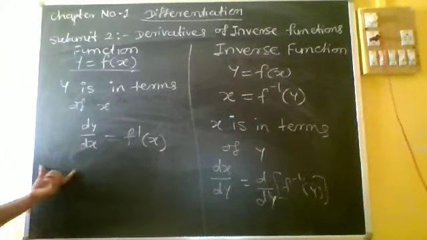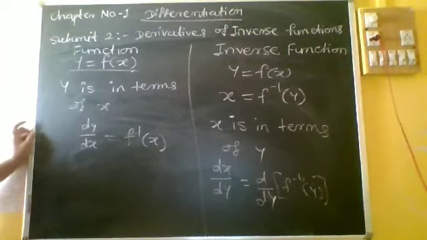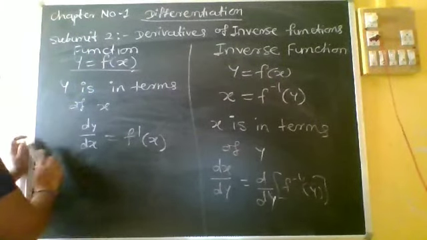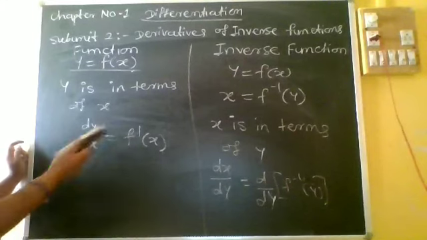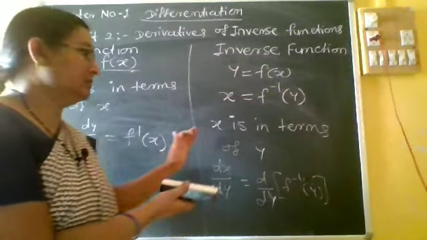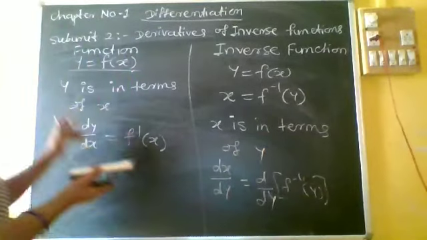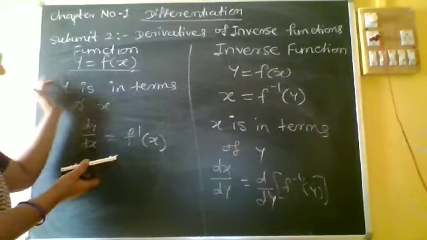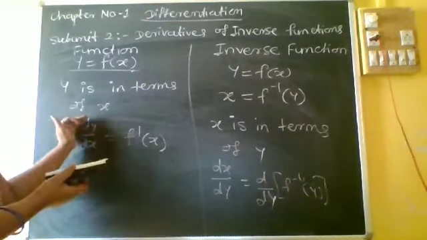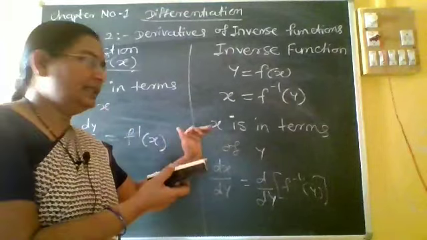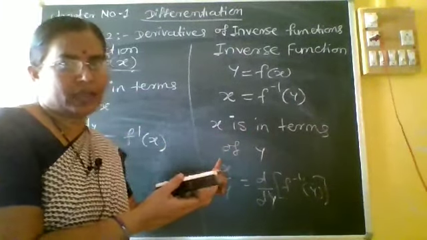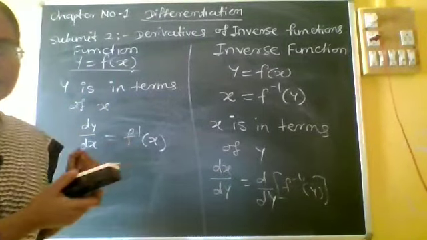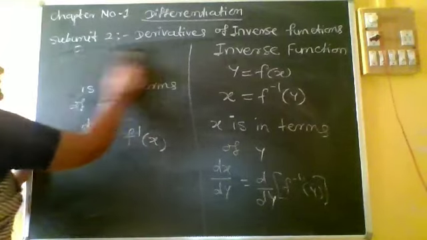See one example for clearing the inverse functions. How to differentiate the inverse function? Let us first take this in terms of x, in terms of y. Here y is given in terms of x. The first step is to write this in the format of x in terms of y. Then only we find the derivative of the inverse function. Okay, let us take one example.